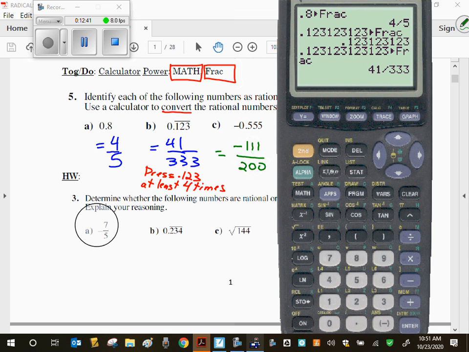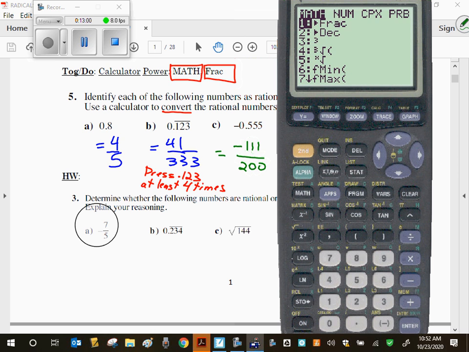Can anybody get negative 111/200? Awesome. All right, good checks, good thumbs. How do we do it? We do negative. Oops, that's not negative. You guys, you have to put the negative symbol here, not the subtraction sign. Negative decimal 0.555. Then math, fraction, equals.